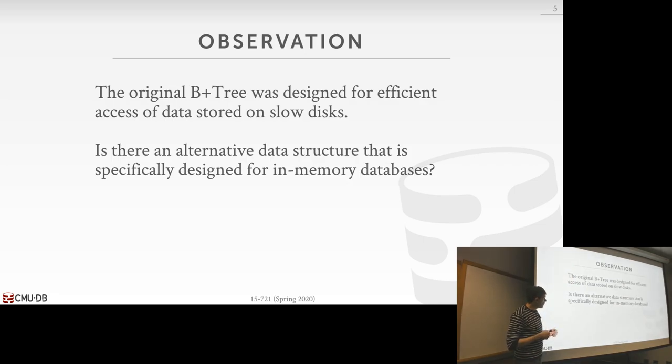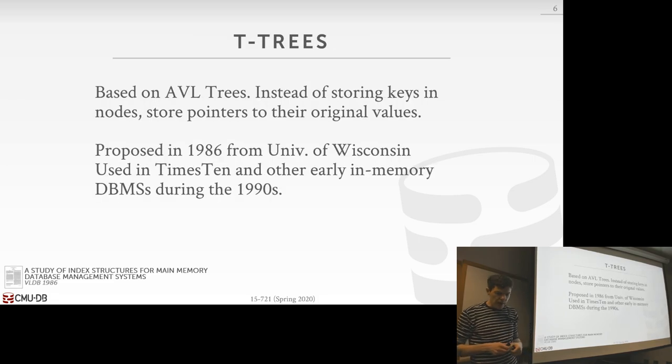Then in the 1980s, there was some early work done on designing the first in-memory databases. In that world, you don't have a slow disk, you have fast random I/O in memory. So the idea they were looking into was: is there an alternative data structure we want to use instead of a B+ tree that would be preferable and more efficient for in-memory databases? The most famous one that came out of this work was called the T-tree.